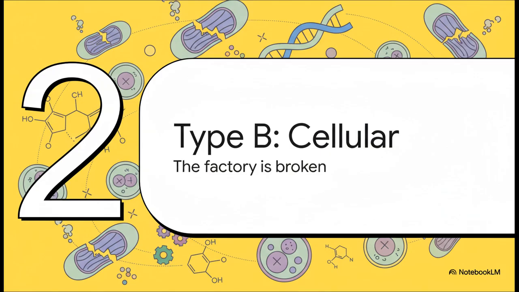Okay, let's pivot now to type B. So the oxygen delivery is fine. The truck made it. But the cell itself, the factory, just can't do its job of aerobic metabolism. The factory's offline. And as you're about to see, the reasons for this are way more diverse, usually having to do with an underlying disease or some kind of direct mitochondrial poison.